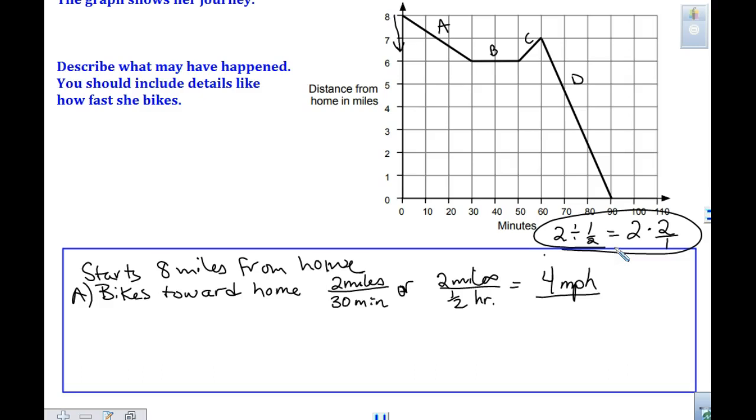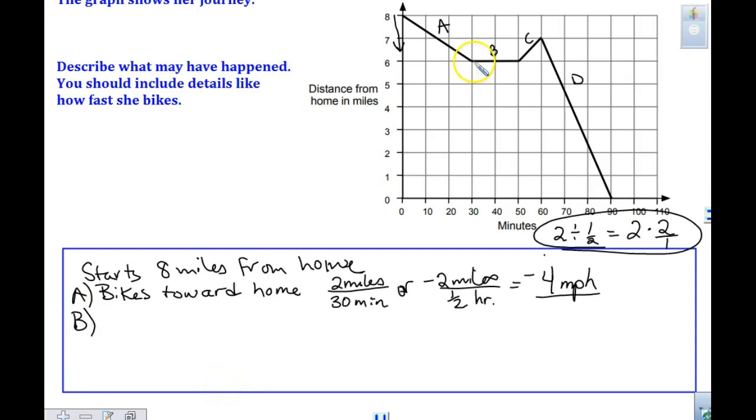Would you say this is a positive or negative slope? Negative. So when we think about those 2 miles, we were going down 2 for half an hour. So I like better telling us that we are going negative 4 miles per hour. Bikes home at 4 miles per hour. Make sure you have that all written down, Hunter, okay? We're going to go to B now.